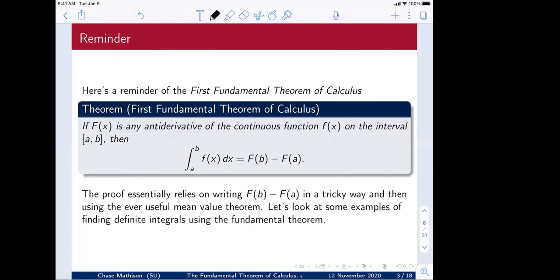So the proof of this relied on essentially rewriting F of b minus F of a in a very tricky way, and then using the mean value theorem for differentiation. So we're going to look at several examples today of finding definite integrals using the fundamental theorem of calculus.